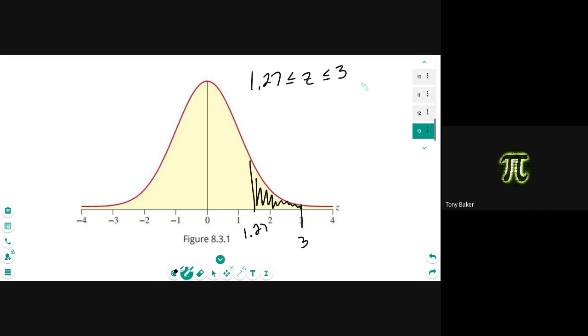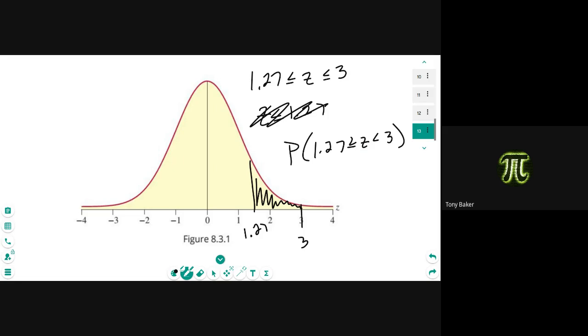If I wanted less than that, I could say Z is less than or equal to 1.27. That would be the other direction. You also can see it written as P of 1.27 is less than or equal to Z is less than or equal to 3. You can see it written like that. They all mean the exact same thing. Okay, well, that one doesn't. That one's different. But those two mean the exact same thing.